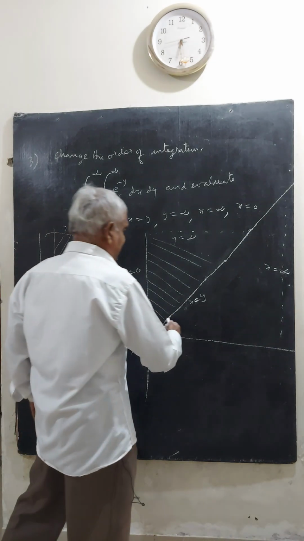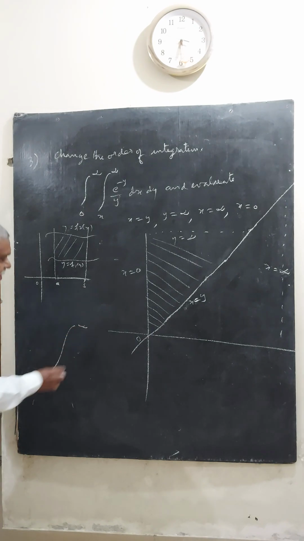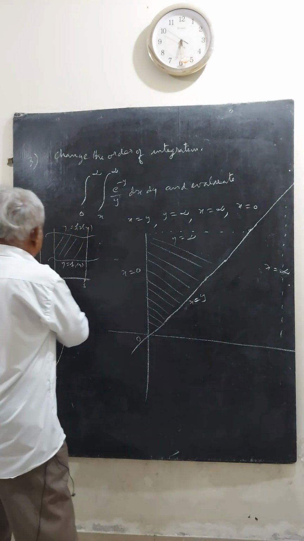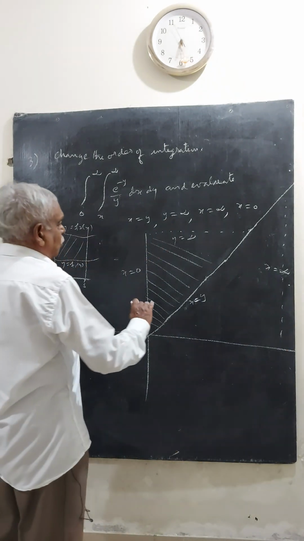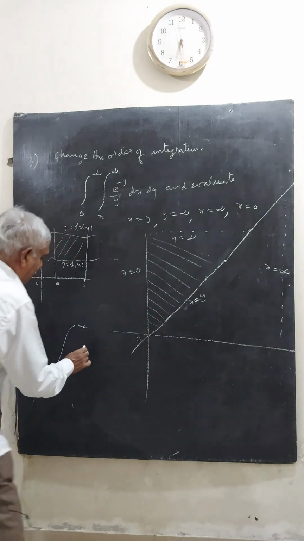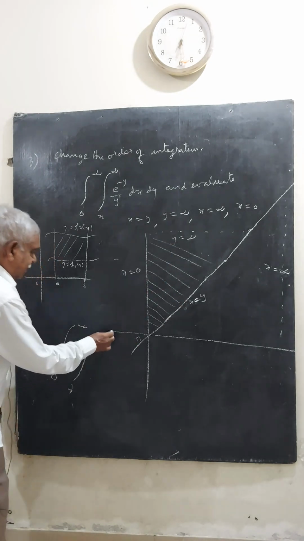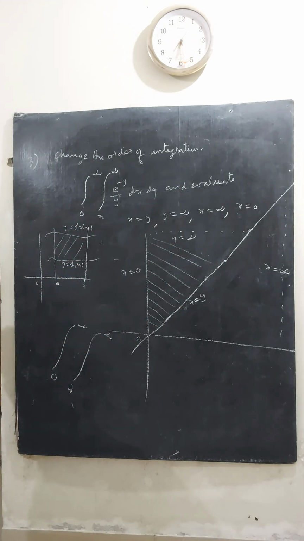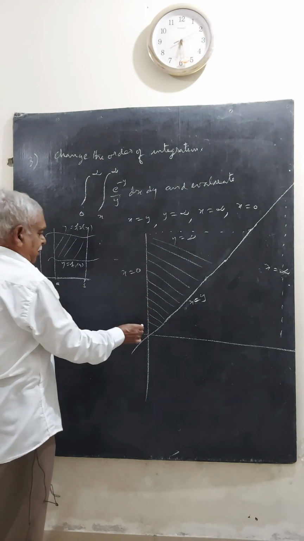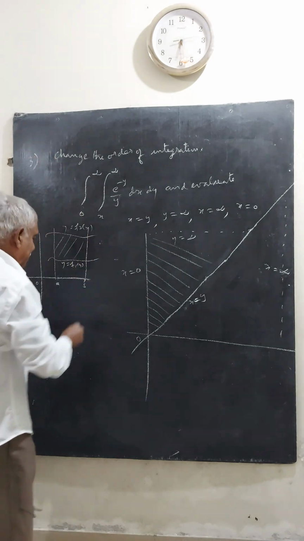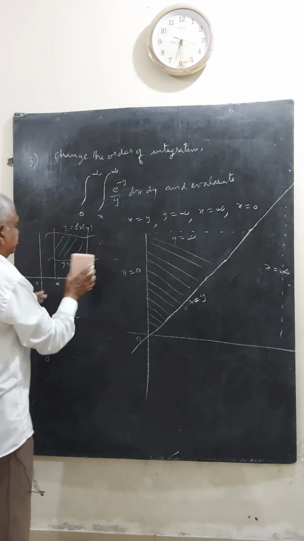Here the limit is 0 to infinity, so a to b is 0 to infinity. y is from bottom to top: y equal to x at the bottom, and the top is y equal to infinity. This is the given sum we are seeing. If you take the limit on the y-axis, it goes up to infinity, from 0 to y equal to infinity. Therefore, 0 to infinity, x is the curve.